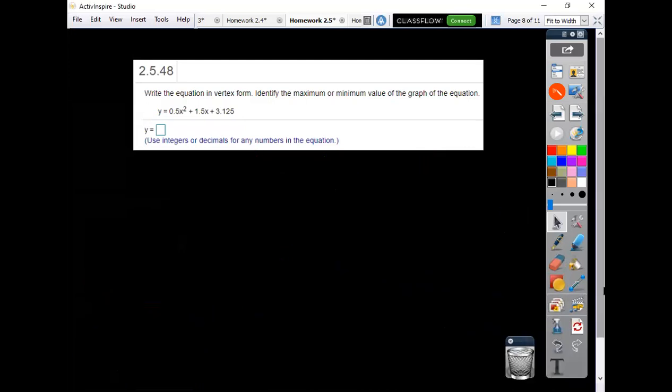Okay, 2.5.48, vertex form. Find the min and max, and I might even go so far as to show you how to do the x-intercepts as well once we get there. So our original problem started out as y equals 0.5x squared plus 1.5x plus 3.125. So using completing the square is going to get this in vertex form. Let me show you how that works.